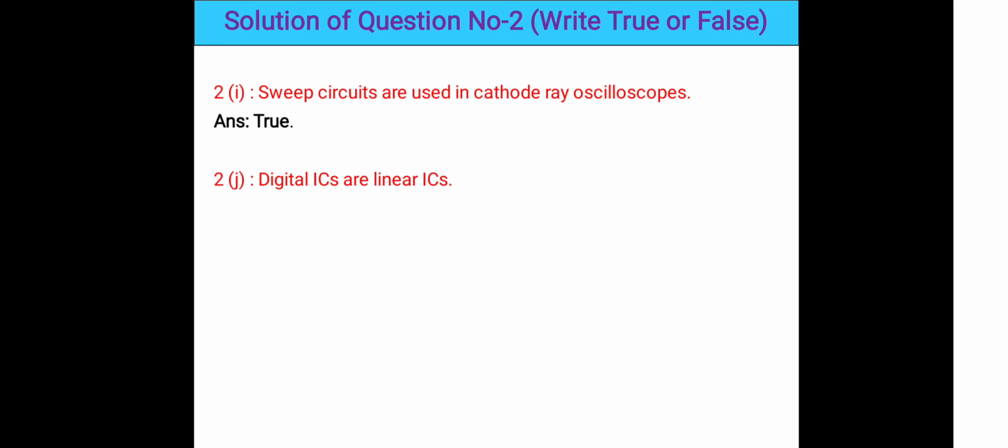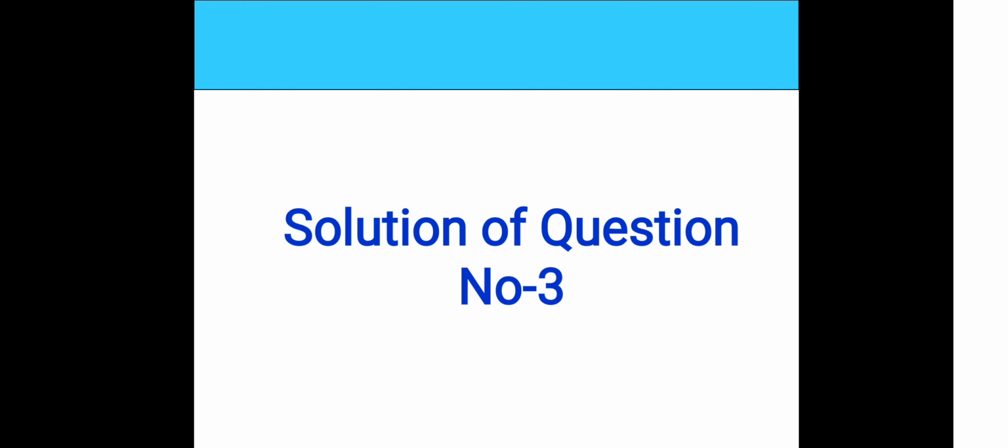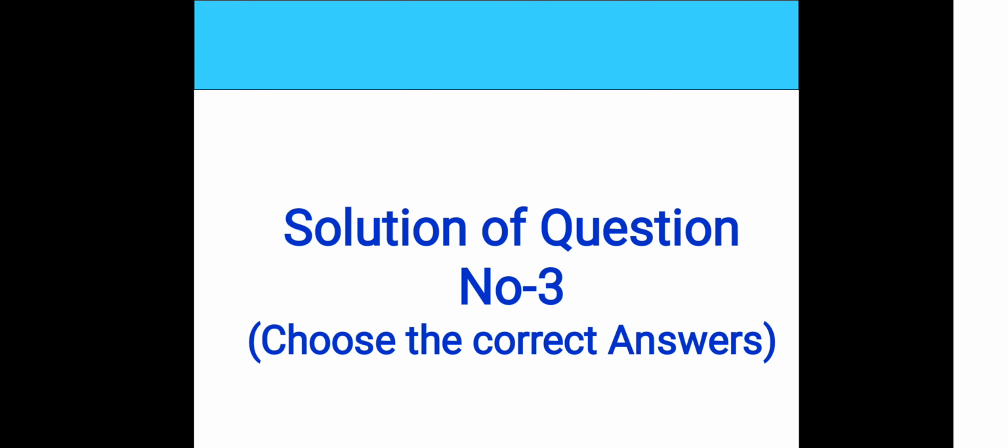Digital ICs are linear ICs. This statement is false because digital ICs are non-linear ICs. Digital ICs are sometimes called non-linear ICs. So this statement is false. Next, see question number 3, that is choose the correct answer from the multiple options.